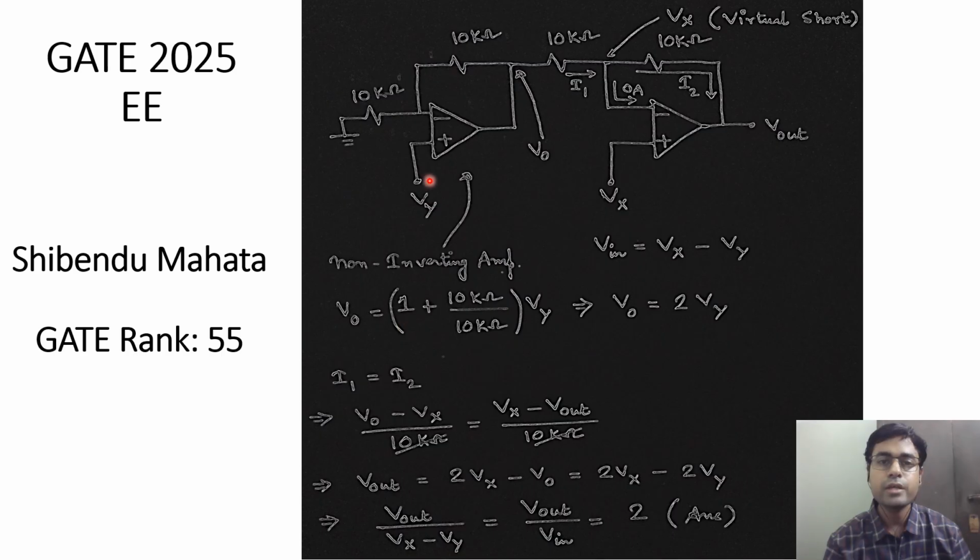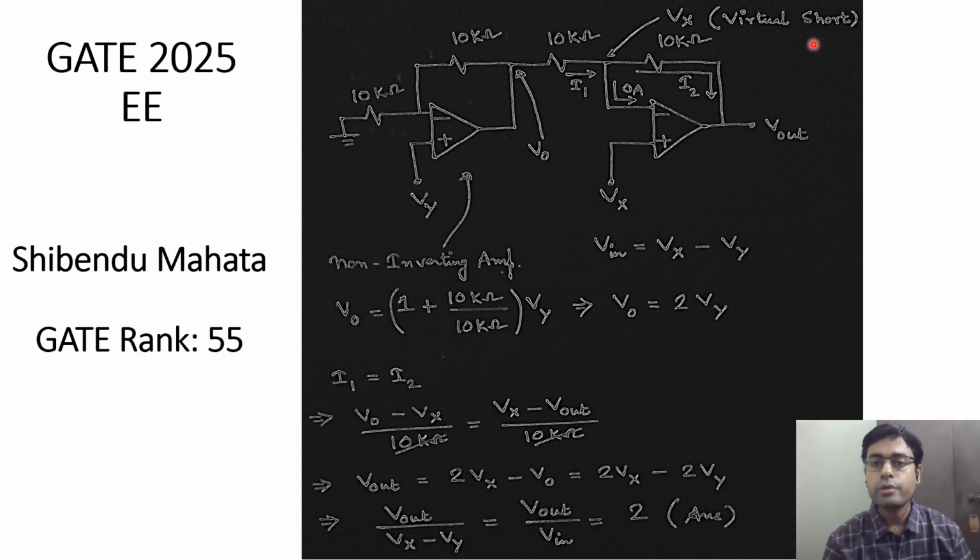Then V0 is simply equal to 1 plus feedback resistance of 10 kilo ohm divided by input resistance of 10 kilo ohm, multiplied by this input voltage. Upon solving this, V0 turns out to be 2 times Vy. So the voltage applied here is twice that of the input voltage.